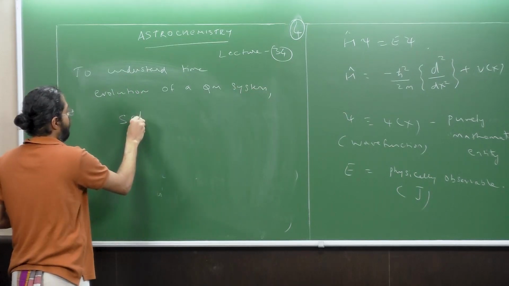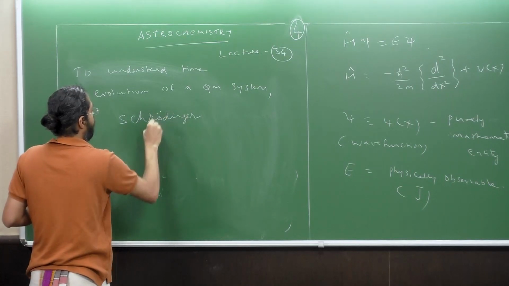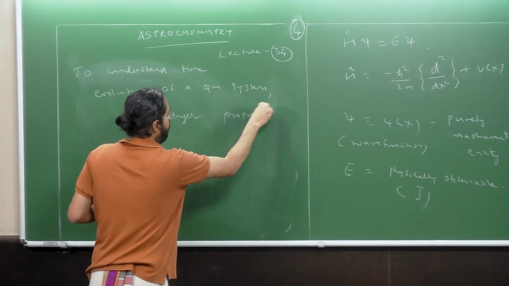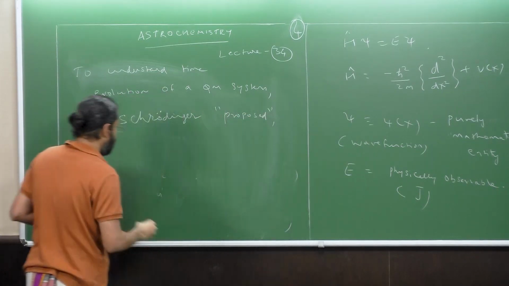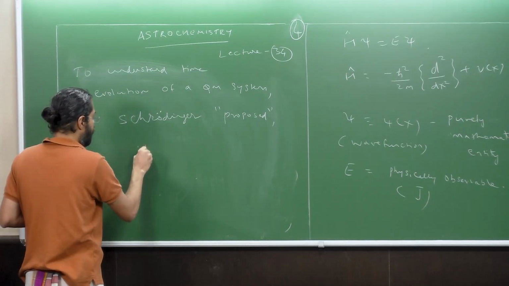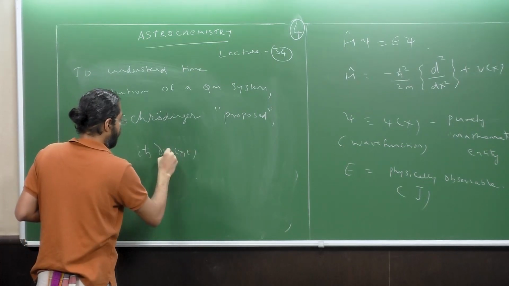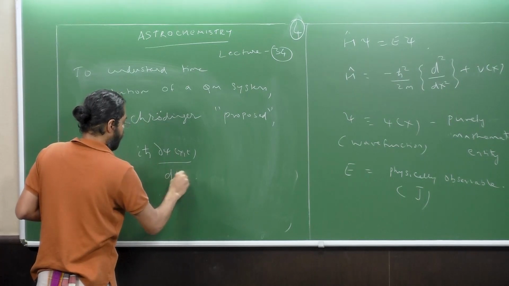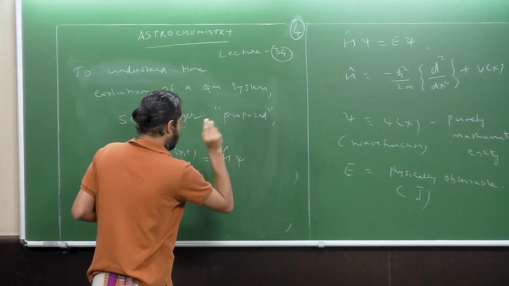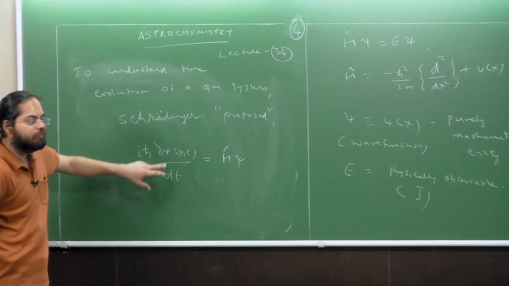Schrodinger proposed or came up with yet another equation, which is called the time dependent Schrodinger equation, which is given by iħ ∂ψ/∂t is equal to Hψ. Are we fine? So this is the equation that he proposed.